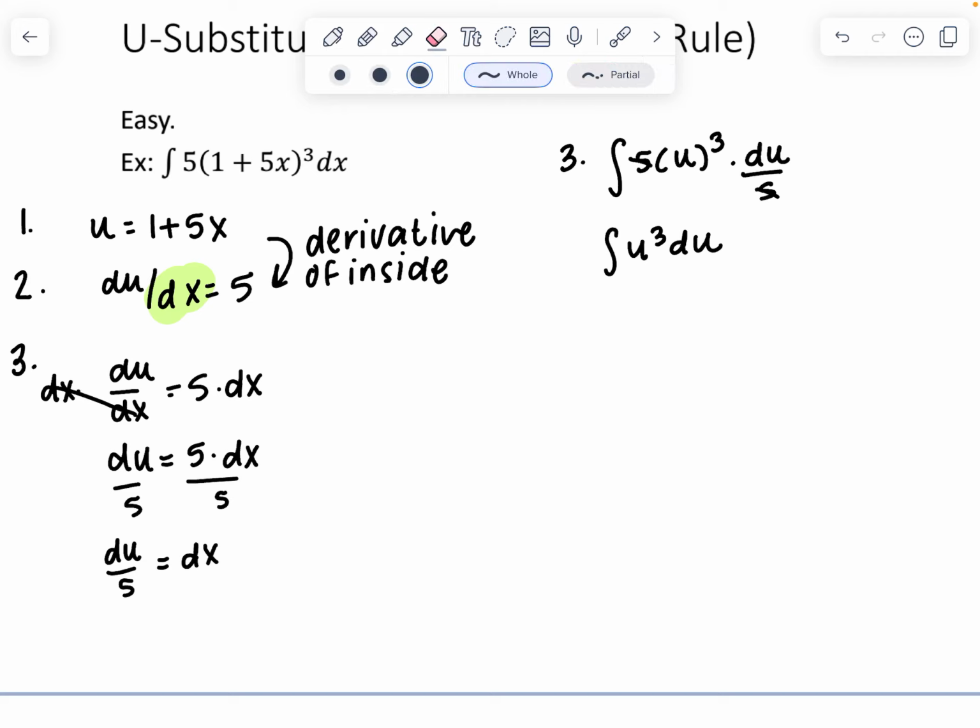1, 2, 3. Oh, sorry. I was like, where did I count wrong? This is 4. Okay, so reverse power rule. So this will be u to the 4th power over 4 plus c. And then my final step is I need to plug everything back in.